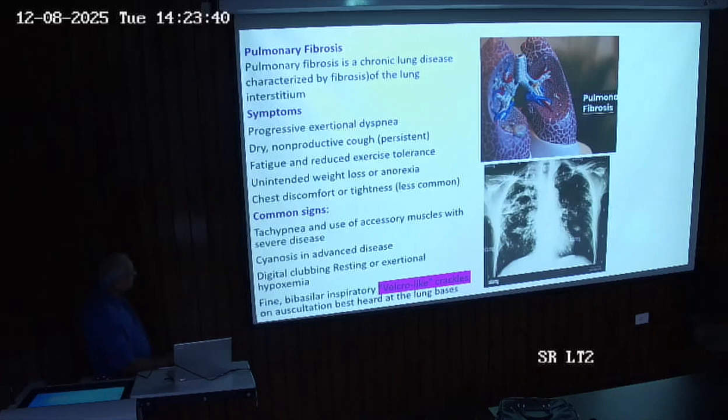Common signs are tachypnea, use of accessory muscles with severe disease, cyanosis because of poor gas exchange, digital clubbing, resting or exertional hypoxemia, and fine bibasilar inspiratory crackles, which are velcro-like crackles, usually at the lung bases, but they may be found anywhere, in unusual locations as well.